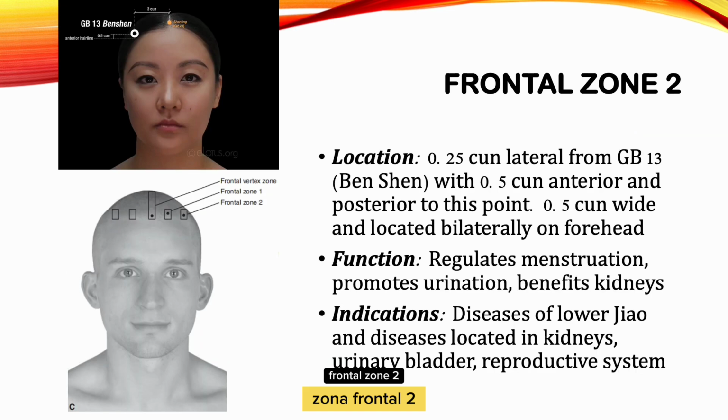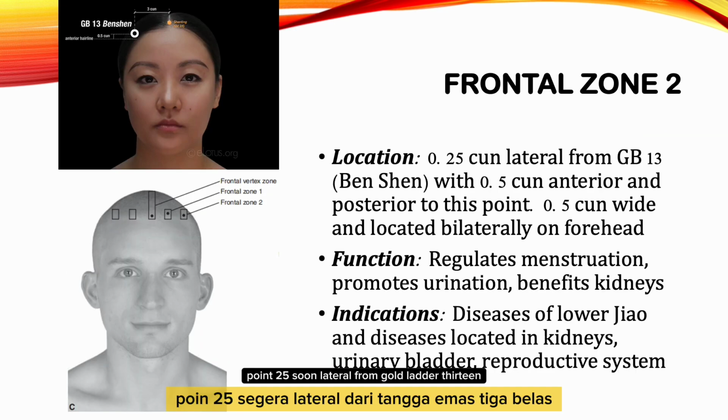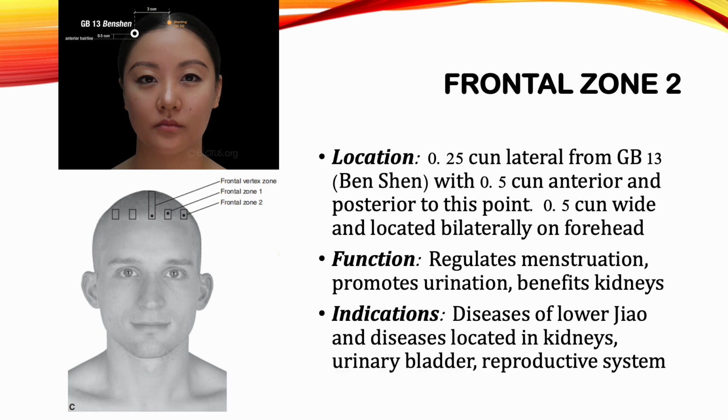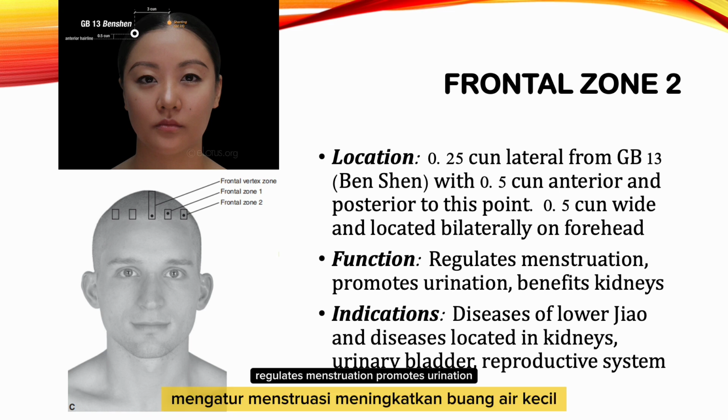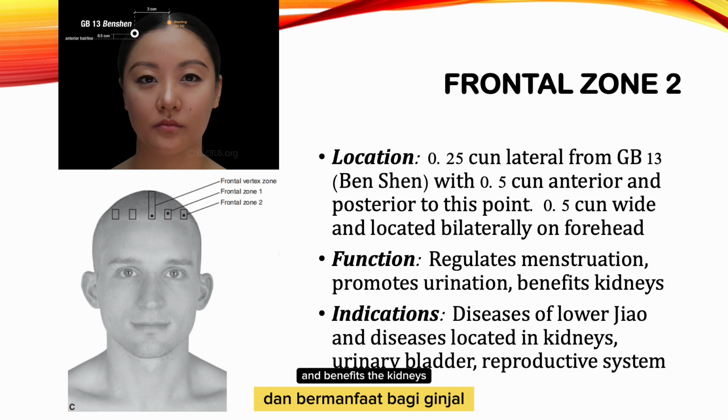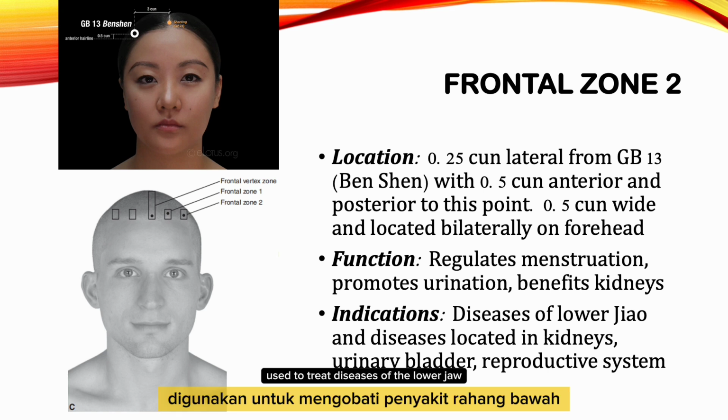Frontal zone 2. 0.25 cun lateral from gallbladder 13 with 0.5 cun anterior and posterior to this point. It is 0.5 cun wide and located bilaterally on the forehead. Regulates menstruation, promotes urination, and benefits the kidneys. Used to treat diseases of the lower jaw and diseases located in the kidneys, urinary bladder, and reproductive system.